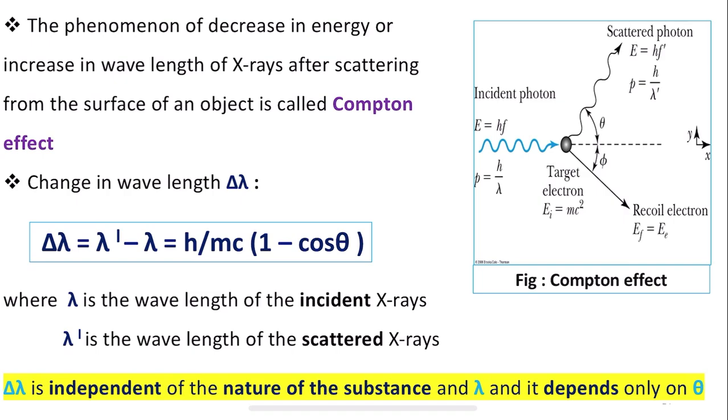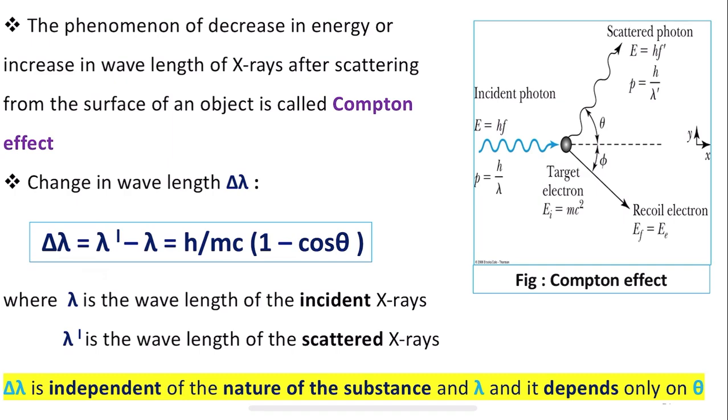So the change in wavelength, that is delta lambda, will be equal to lambda dash minus lambda, which equals h divided by mc into 1 minus cos theta. This is the mathematical expression of the Compton effect. Compton found that the wavelength shift is not dependent on the intensity of the incident radiation, but it is dependent on the angle of scattering and on the wavelength of the incident beam.